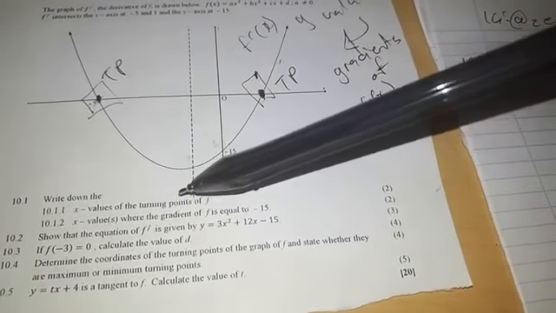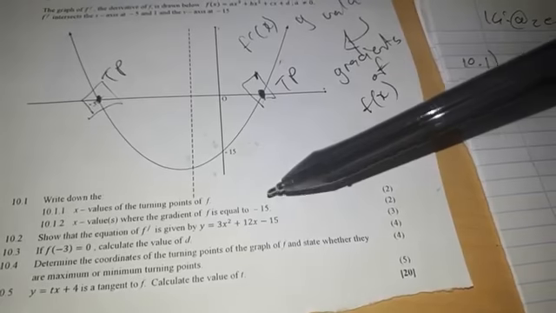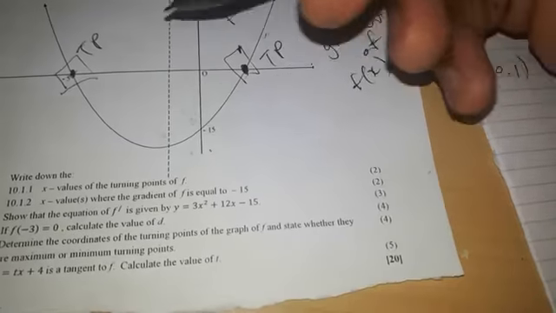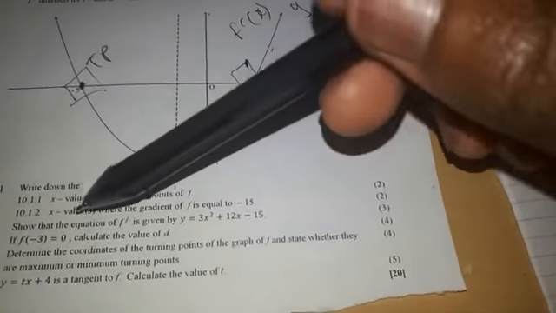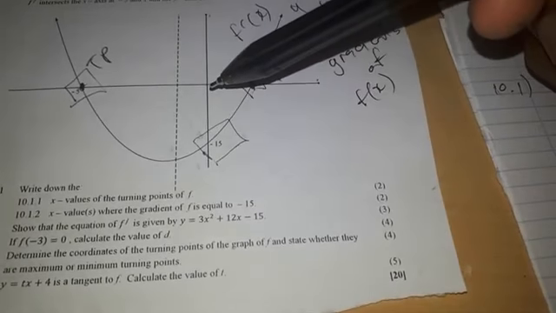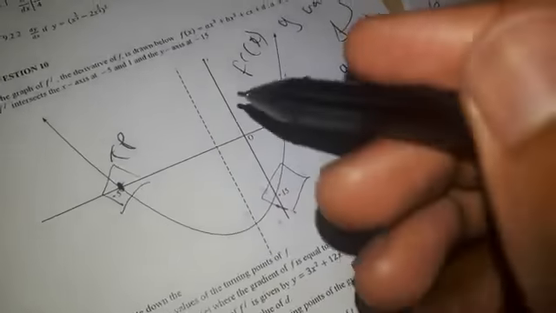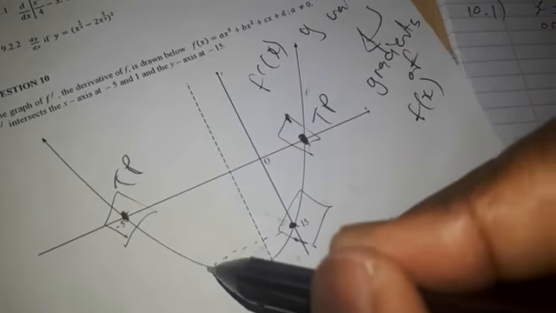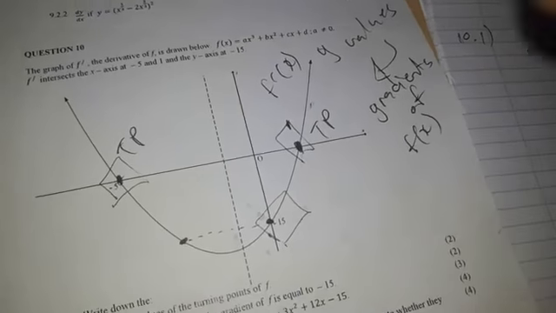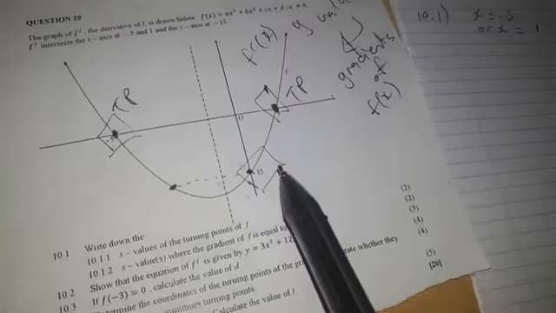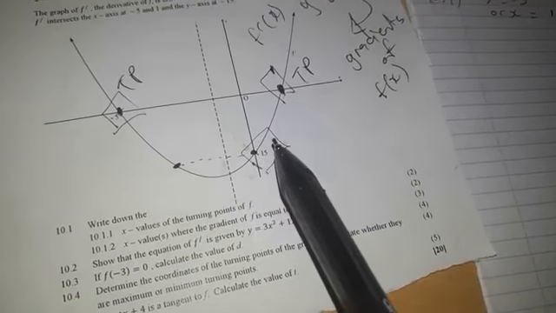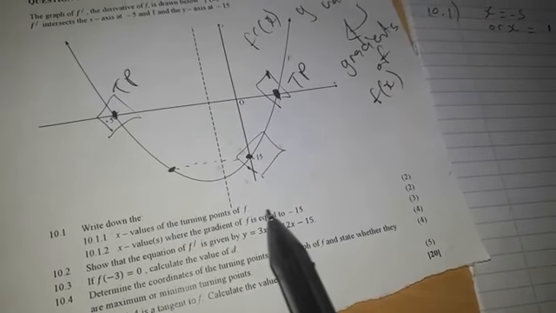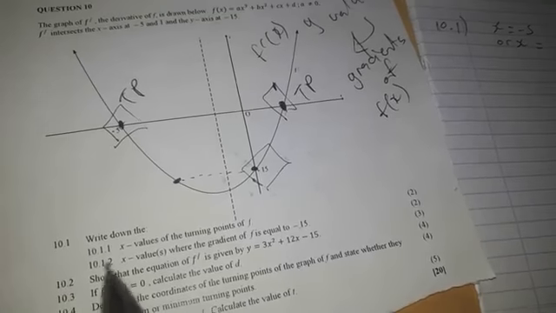10.1.2 says, x values where the gradient of f is equal to negative 15. So you see, this gives us gradients of the original one. So where the gradient is equal to negative 15, technically there are 2 x values, because there's going to be an x value here, and then on the other side there's going to be an x value there as well. So let's see what that x value is. The x value here is 0.